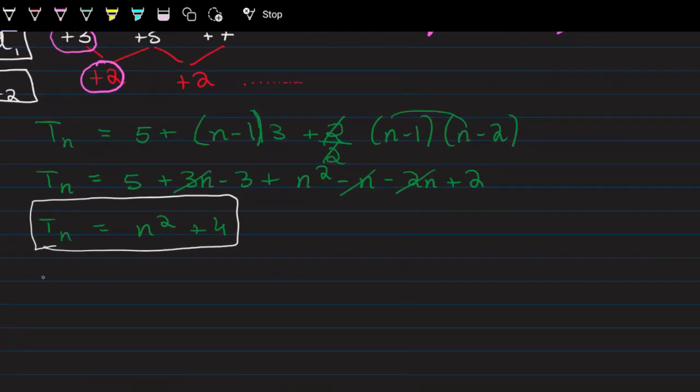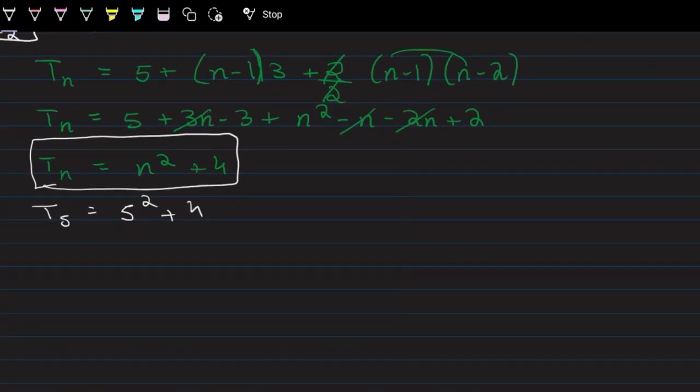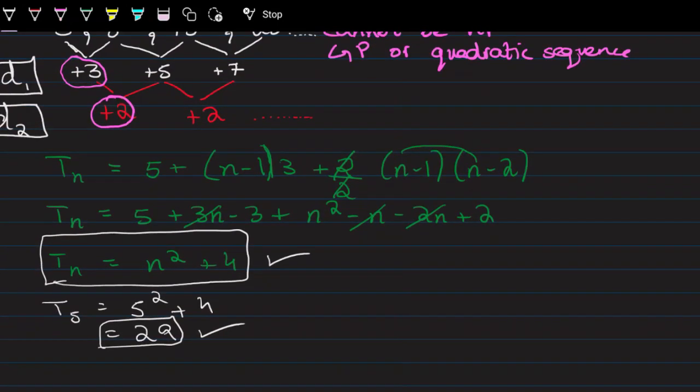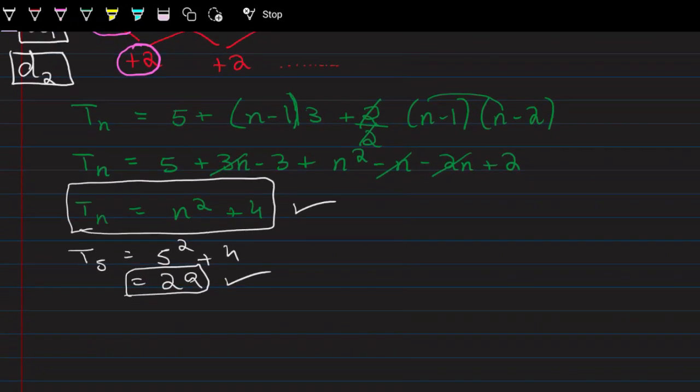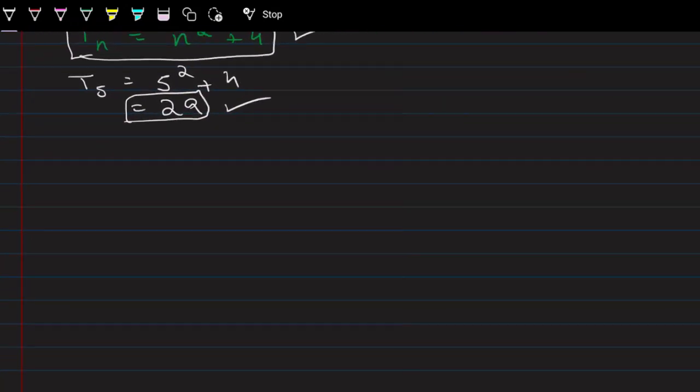So the 5th term, t of 5, is going to be equal to 5 squared plus 4. 5 squared is 25, and 25 plus 4 is 29. And so this is our correct nth term for the sequence. So let's do another example.